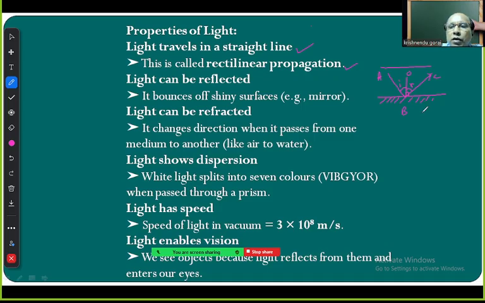This is the first law of reflection of light. And in the second law, angle I is equal to angle R, that is, the angle of incidence is equal to the angle of reflection. That is about reflection.